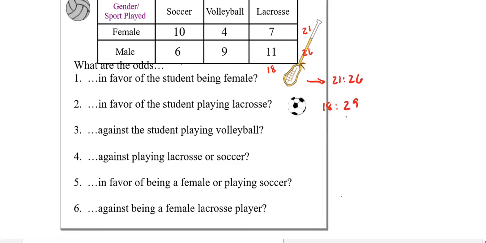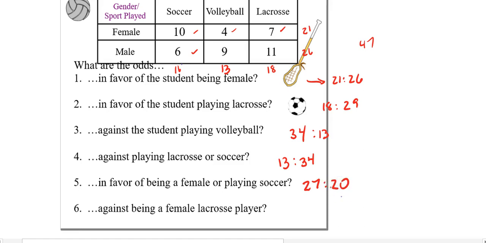So 18 to 29. Against a player playing volleyball, there's 13 volleyball players, so 13 on bottom. Everyone else, okay, there's 47 total players, so that means there's 34 other players. Against playing lacrosse or soccer, 16 plus 18, there's 34 people who play lacrosse or soccer compared to 13 of everyone else. In favor of being a female or soccer, 21 plus I have to add the soccer players, the other 6 players, so that's 27 compared to everyone else, 20.